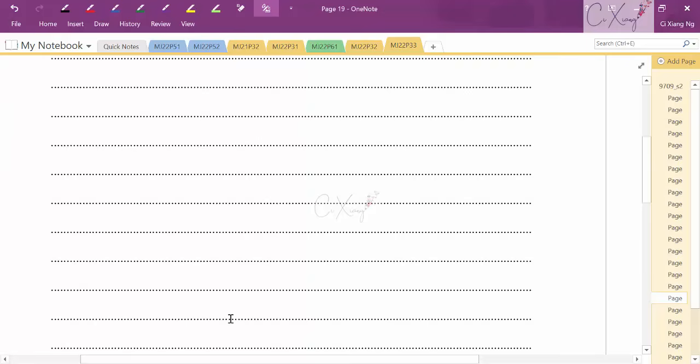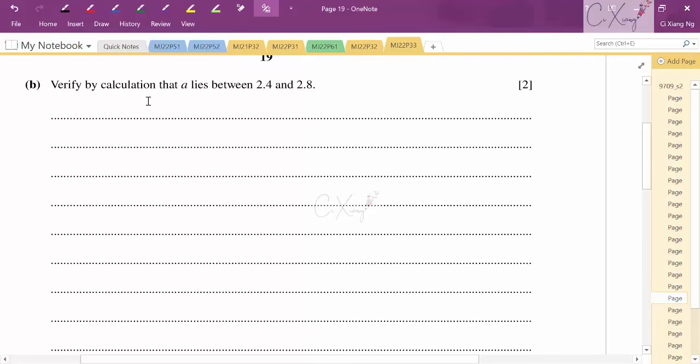Okay, so for question number 10 part B, they want us to verify by calculation that a lies between these two numbers. So again, what is the equation for a that we have just now? So this is the equation. We're having 35, then divided by 3 ln a minus 1, and power 1 over 3.